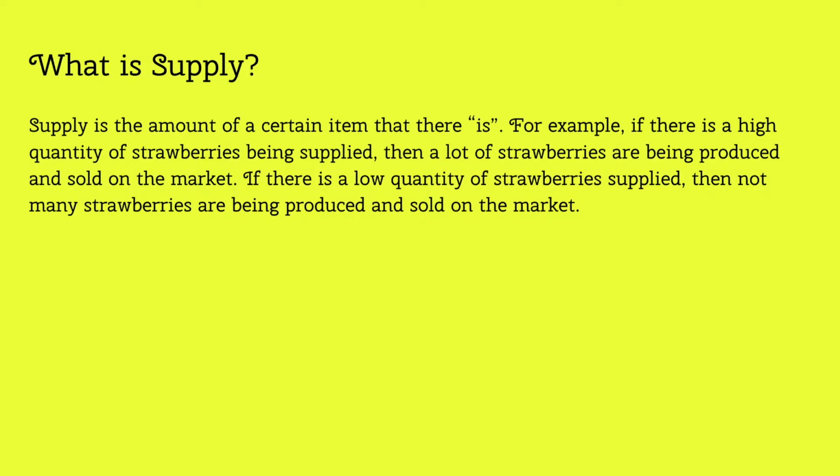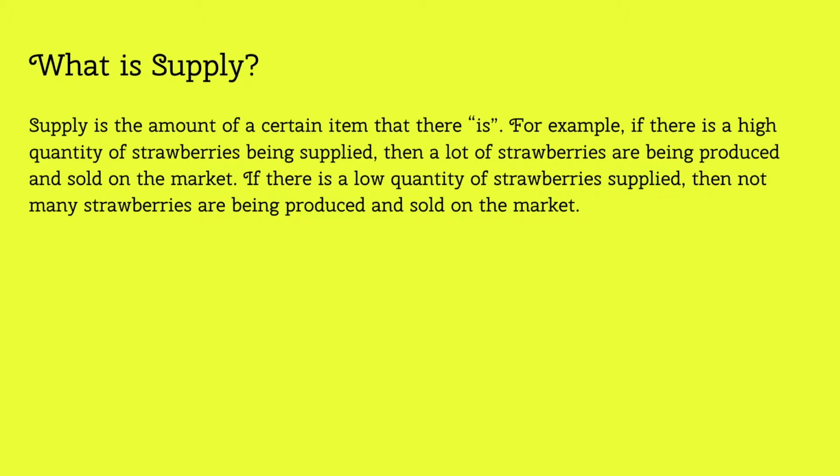First of all, let's review what is supply. You can think of supply as the amount of a certain item that is available to consume. For example, if there is a high quantity of strawberries supplied, that means that a lot of strawberries are being produced, being grown, and a lot of them are being sold on the market. So there are a lot of strawberries available for purchase.